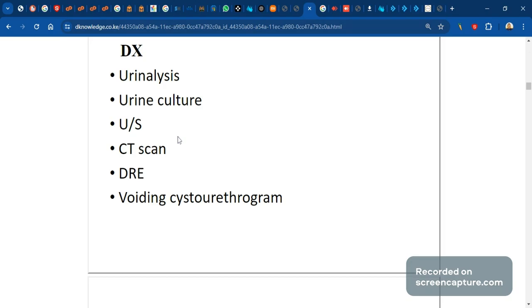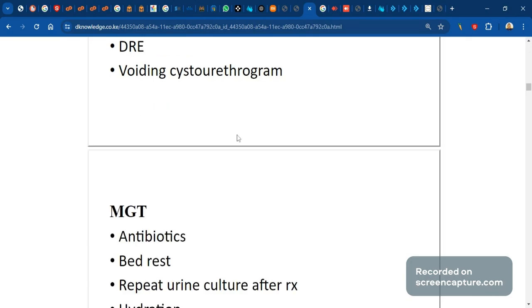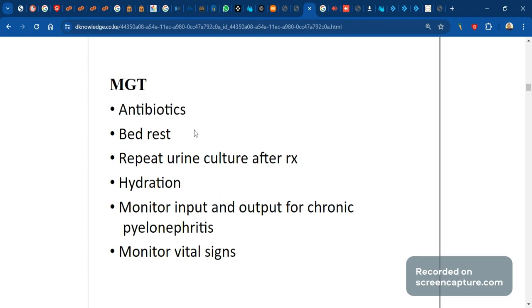Ultrasound will rule out abdominal masses, which can be directly from the kidney. We can do a CT scan, which will give us a detailed illumination and expression of the kidney in terms of a 3D image. We can do DRE, we can do voiding cystourethrogram. And management mostly recommended is antibiotics.